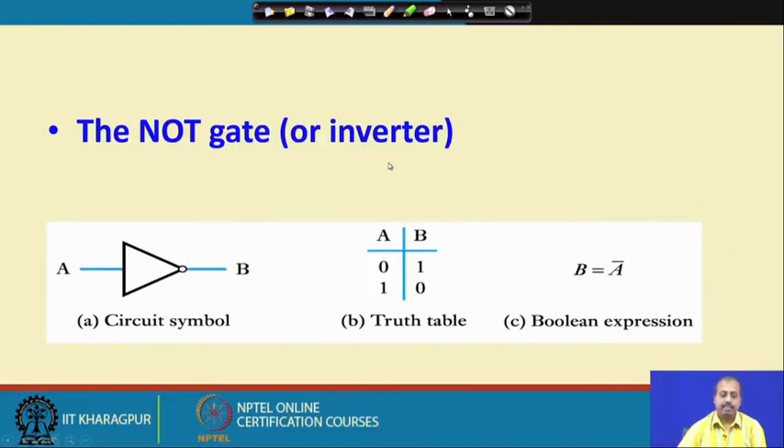Another fundamental gate is the NOT gate or the inverter. Its symbol is a triangle, and on top of that there is a bubble. This is a single input; a NOT gate cannot have more than one input. It has a single input and a single output. As the name suggests, the output is the invert of the input. In terms of truth table, whenever A is 0, B is equal to 1, and whenever A is 1, B is equal to 0. In terms of Boolean expression, it is written as B equal to A bar. This A bar is the complement of A. So, that is the NOT gate.